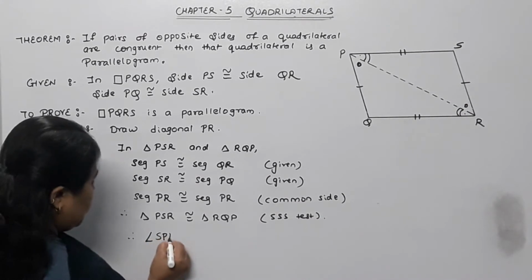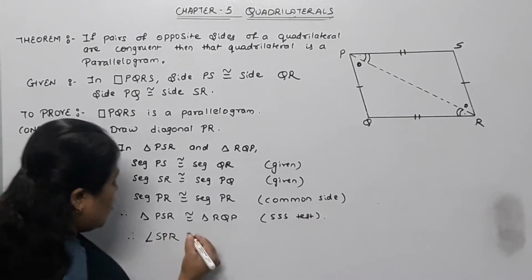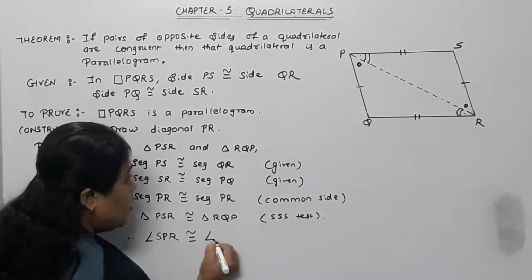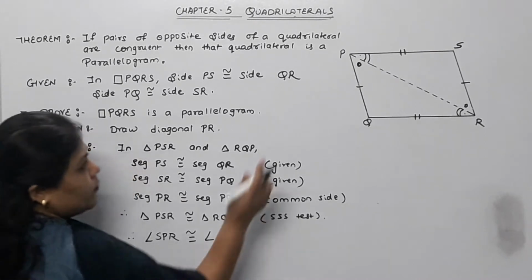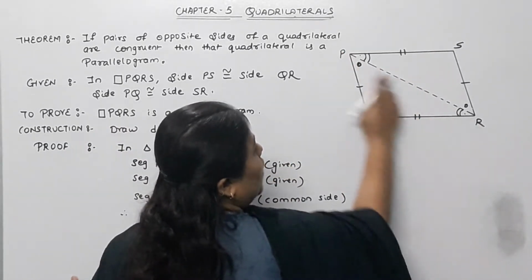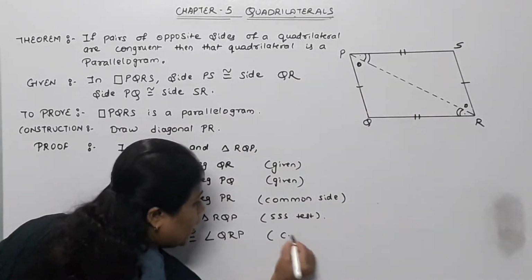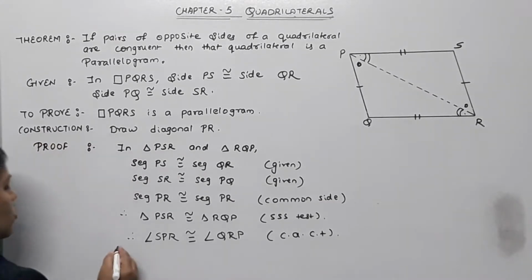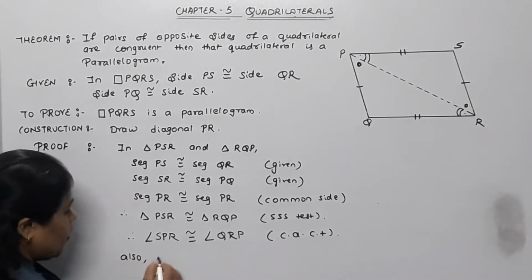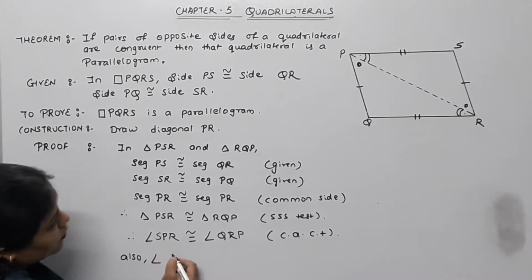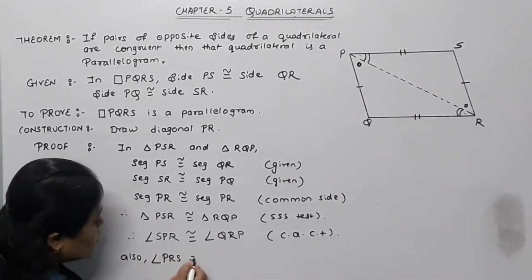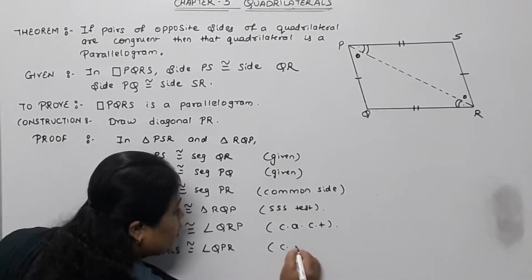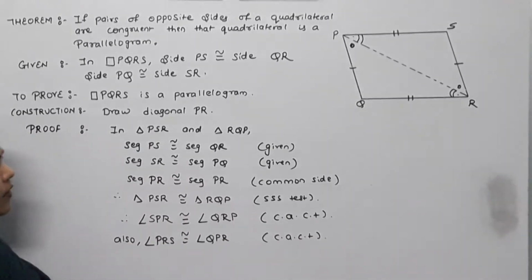SPR is congruent to angle QRP. It will be corresponding angles of congruent triangles, right? Also, angle PRS is congruent to angle QPR. This is also corresponding angles of congruent triangles. Okay.